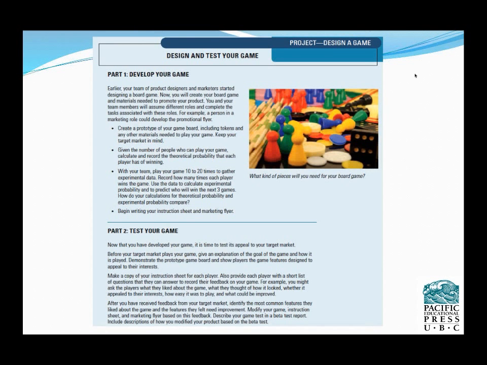It will continue in your textbook. You'll see another intermediate step. This one's got part 1 and 2, develop the game, so make a prototype. And here's your math. They are asked to play the game 10 to 20 times to gather experimental probability data.